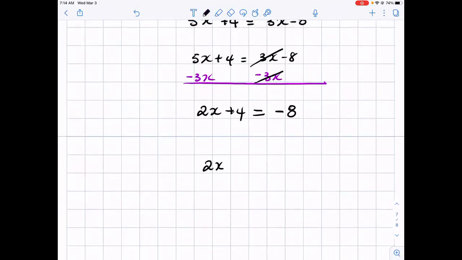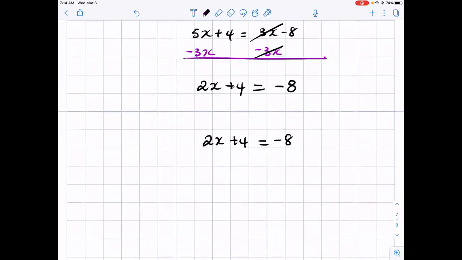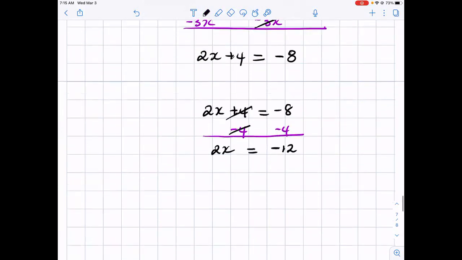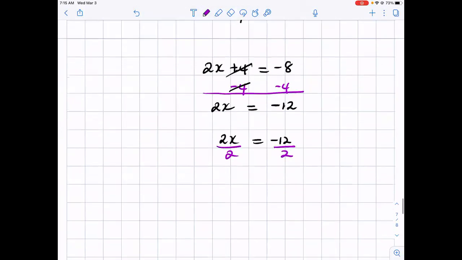So now we have 2x plus 4 is equal to minus 8. The next thing I'm going to do is subtract 4 on both sides, because I do want to leave x by itself. And that will leave me with 2x, the plus 4 and the minus 4 go to 0, and here I have minus 12. And then, if I want to leave x by itself, I will now divide both sides by 2, and we have 2 divided by 2 is 1, so we have x is equal to minus 6.